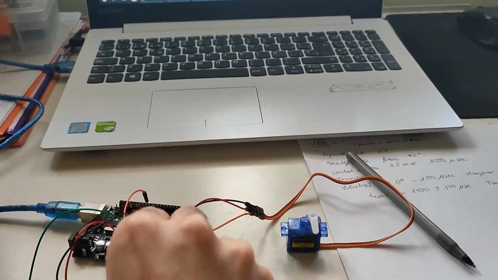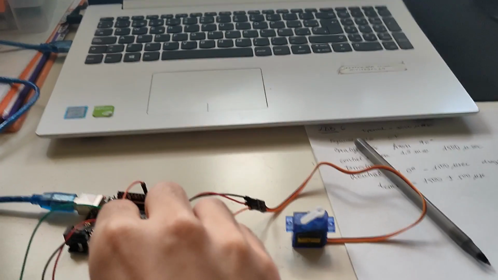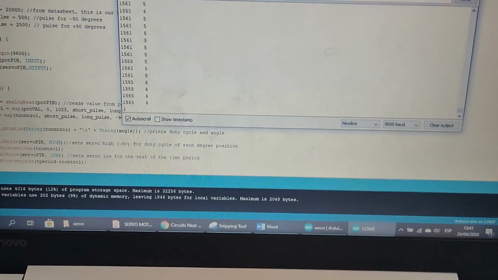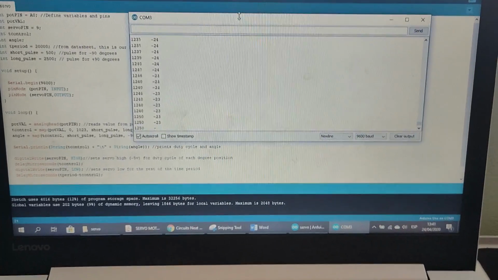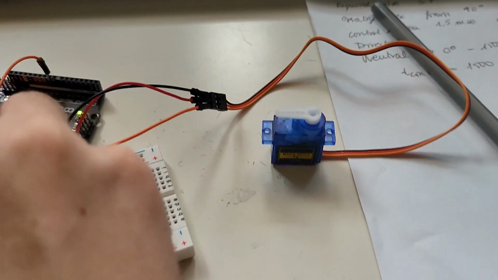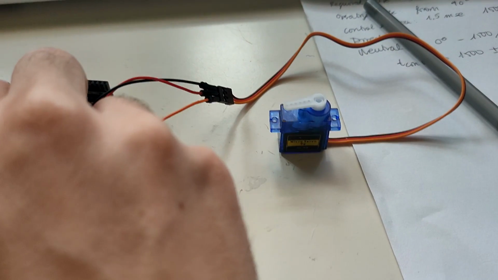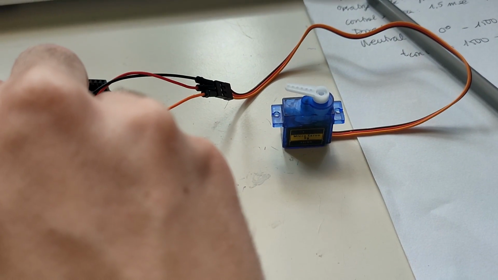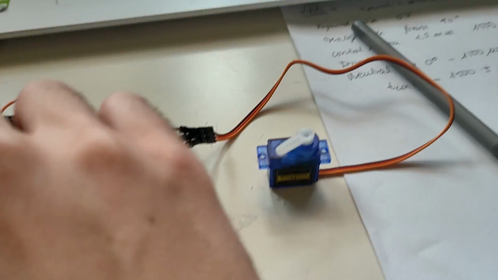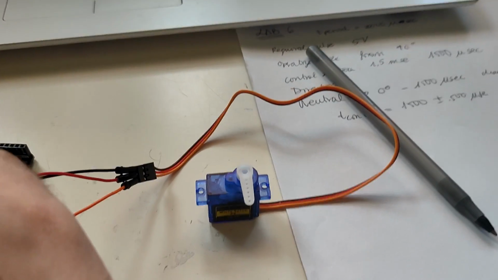And that would be it. We see how it varies on the serial monitor. Now it is in its neutral position, which is 0 degrees. We can move it forwards and backwards all we want, and that's it.